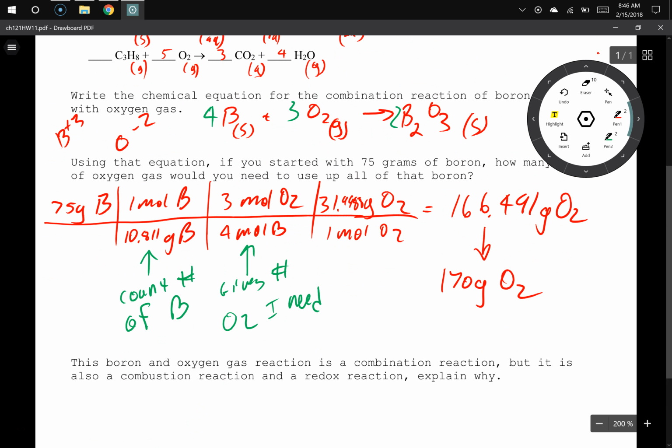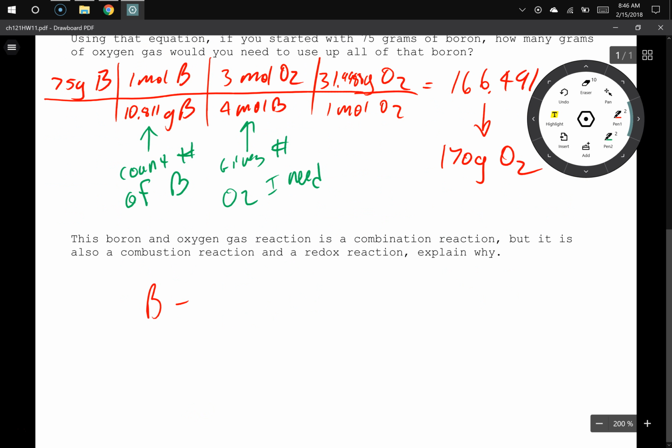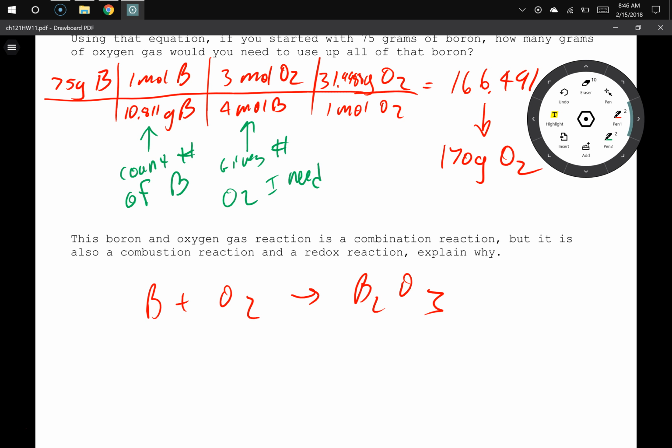So this is a combination reaction. I'll just write it down here. This B plus O2, and it's a B2O3. Combination reaction because 2 things became 1 thing. Great. I also said that it's a combustion reaction. Are we okay with that?